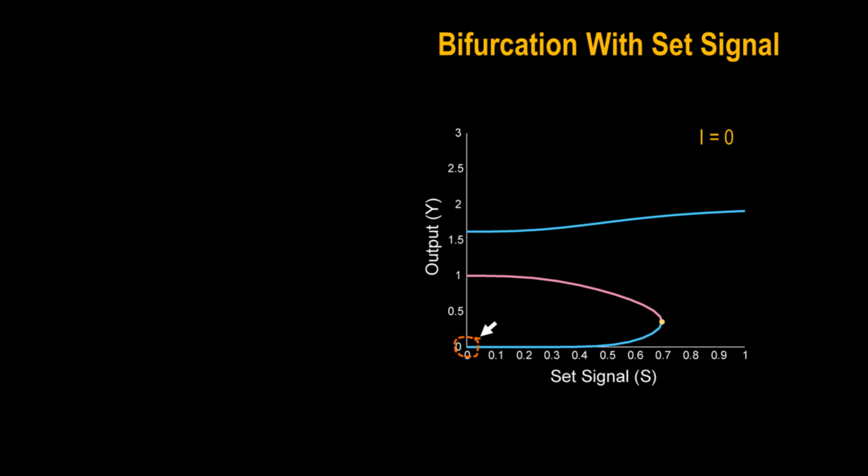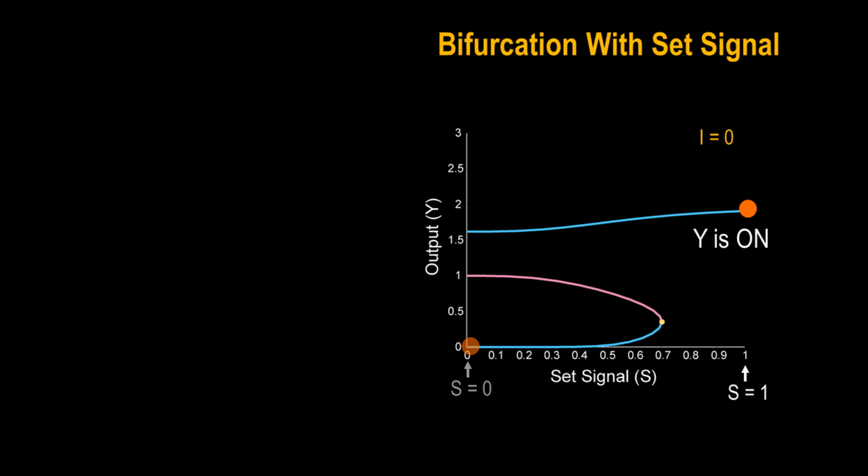Suppose initially there is no set and reset signal. That means S equal to 0, I equal to 0, and the system is at a steady state with Y equal to 0. So the output from this circuit is 0 because we are considering Y as the output from the circuit. Now we switch on S. So we set S equal to 1. So with time the system will reach a steady state where Y is near 2. So we have a high output from the circuit. We consider this as an on state for the system.